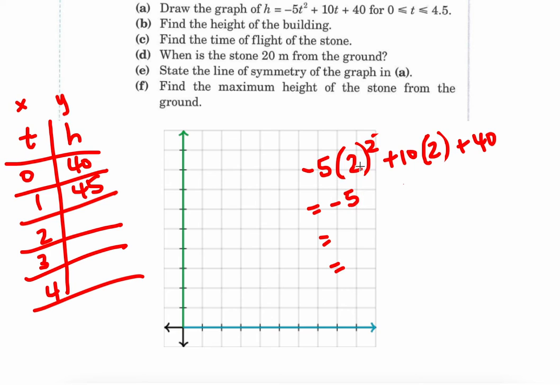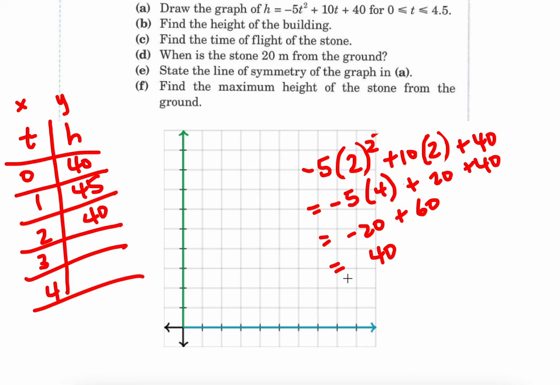Okay, so here is -5 times 2, which is 4, plus 10 times 2 is 20, plus 40. So this is -20 plus 60. -20 plus 60 is 40. Oh, look at that. It's curving back down, which makes sense because that's what an object in motion will do. When you throw it, it will go up and then gravity is going to take it back down, right?